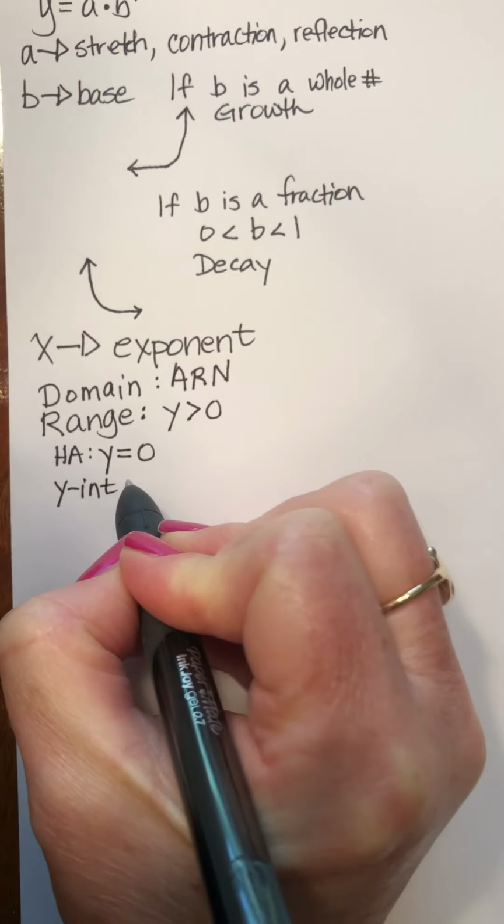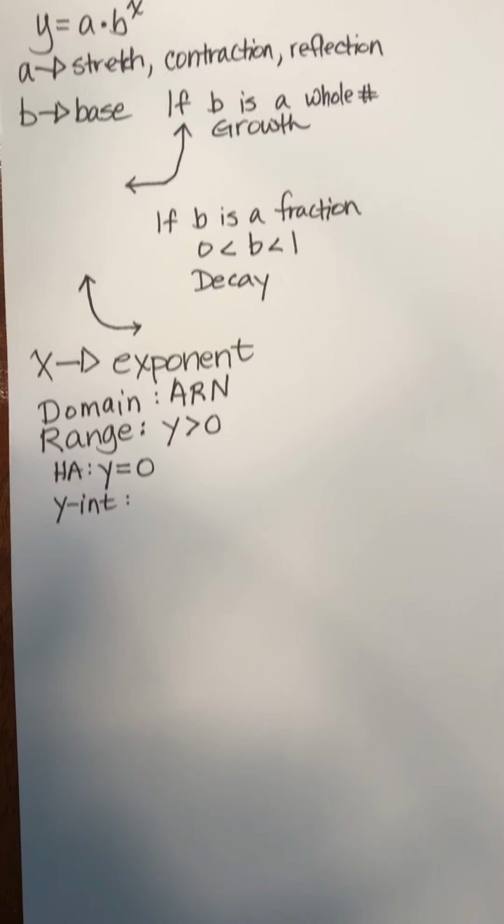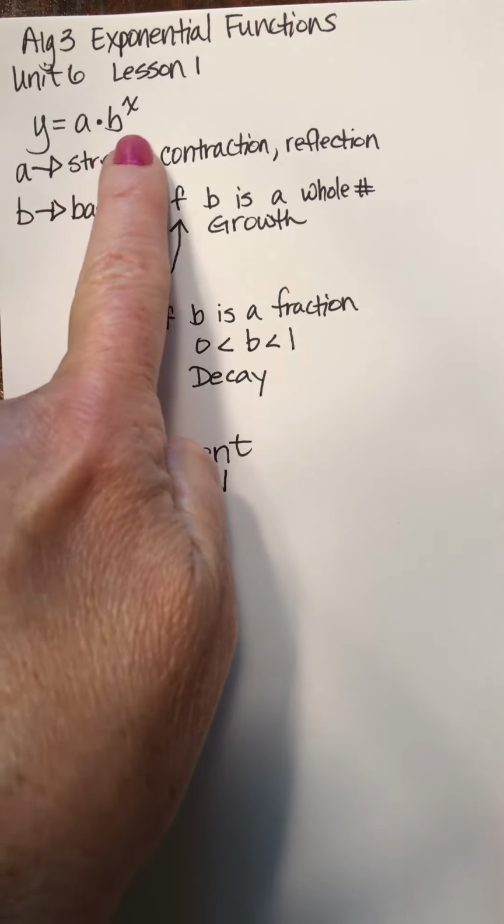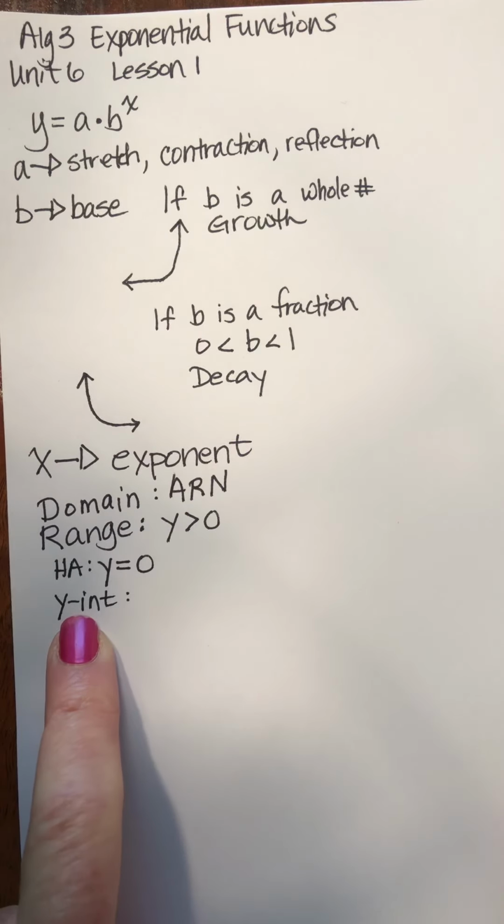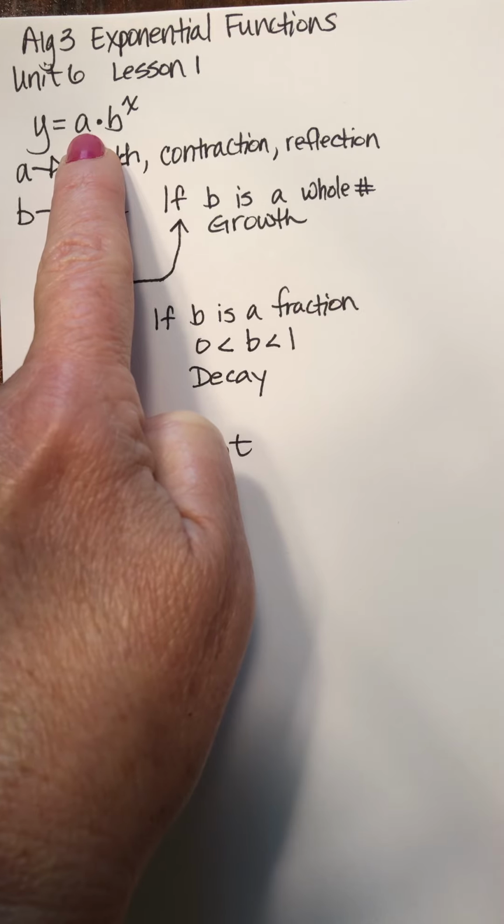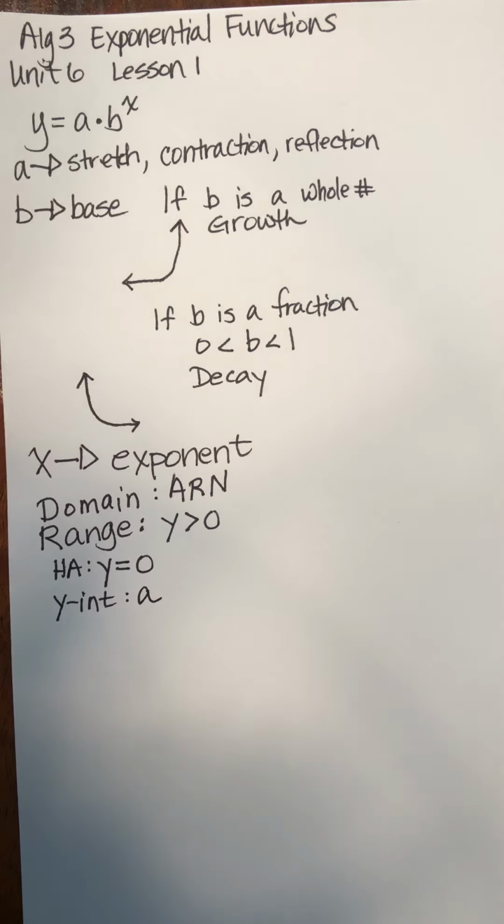The last thing is your y-intercept. And this is where your graph is going to cross the y-axis. Well, if you go back up to your form y equals a times b to the x, your y-intercept is always going to be whatever the value of a is. That is the shortcut version. So whatever a is in the equation, that is also going to be your y-intercept. And you're going to see why in just a second.